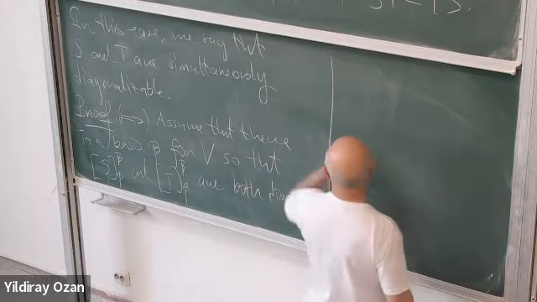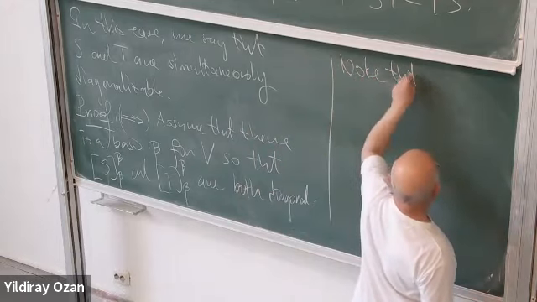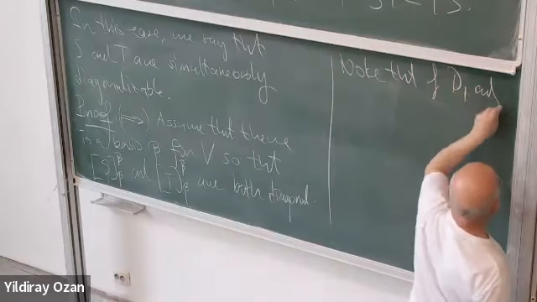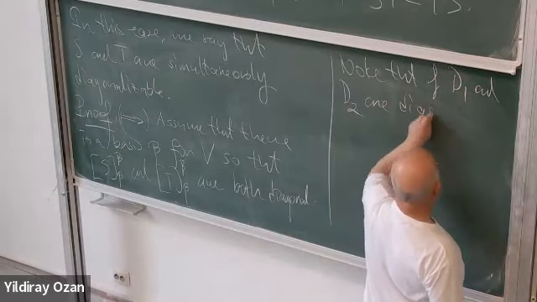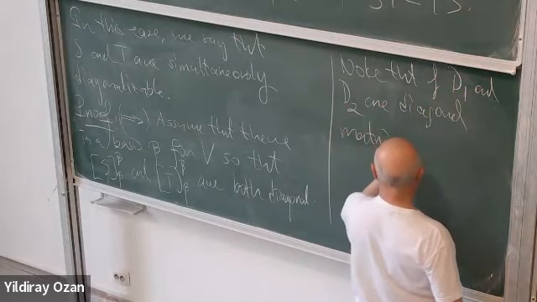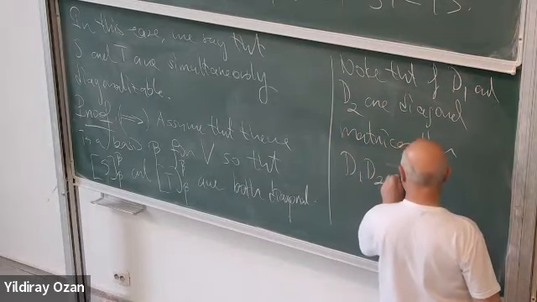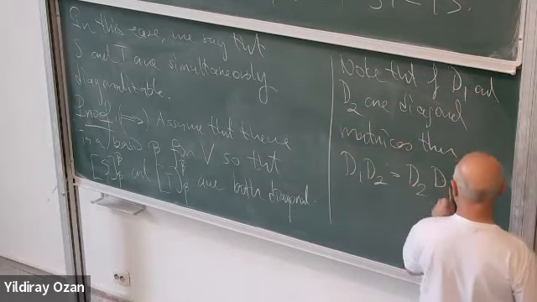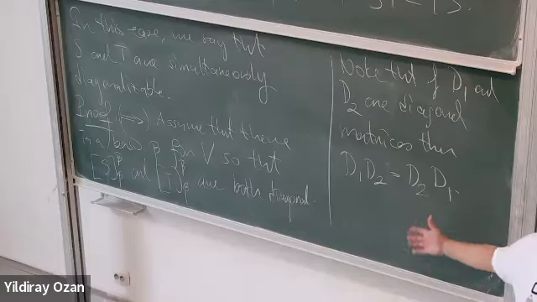Note that if D1 and D2 are diagonal matrices, then D1 times D2 is the same as D2 times D1. That's not true in general, but for diagonal matrices, of course, of the same size, they commute.